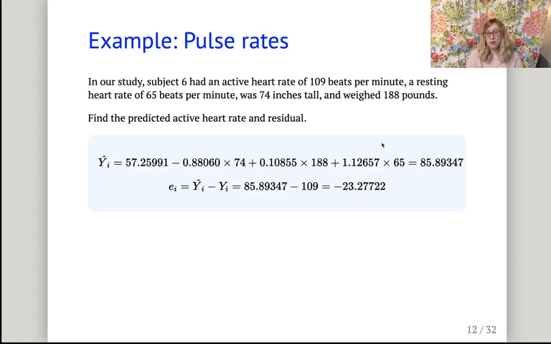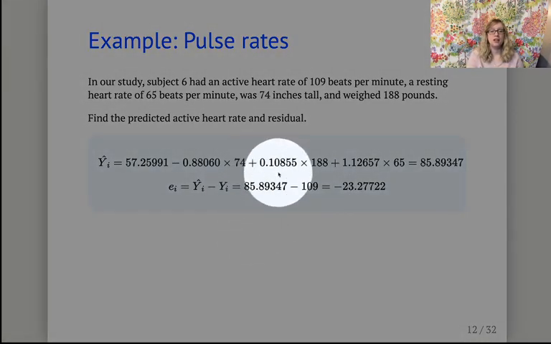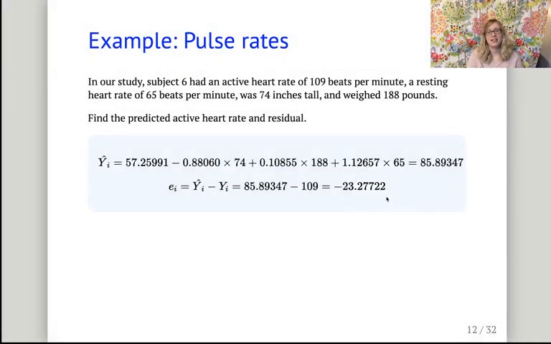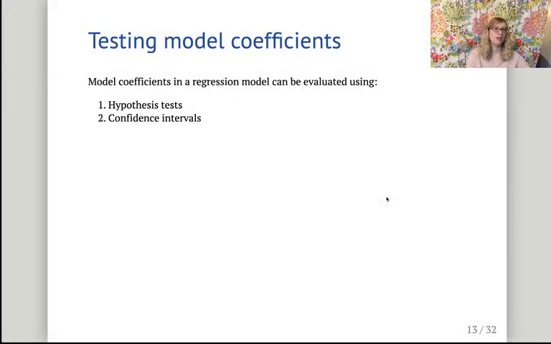Our residual we calculate in the same way. It's the difference between observed and predicted. So predicted value minus observed value, we get negative 23. To interpret this model, we can test our coefficients in two ways. We can use either a hypothesis test, like we did in the previous set of notes, or we can use a confidence interval.